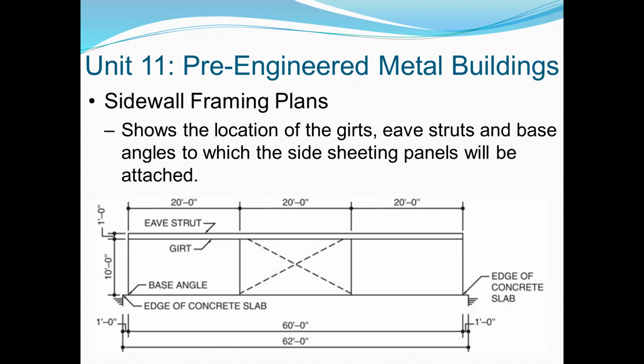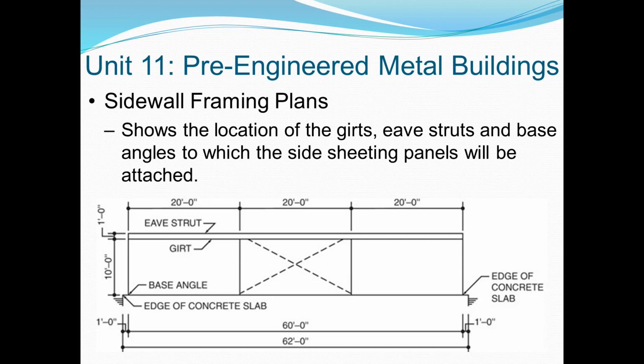Again, they are missing their column grid lines on here. They've noted the edge of the concrete slab, and they have noted how far the first column sits off of the edge of the slab. You will also see there is a dashed line that is running diagonally in the center bay. That again is going to be some cross bracing that's going to be added, and that is typically designed by an engineer.